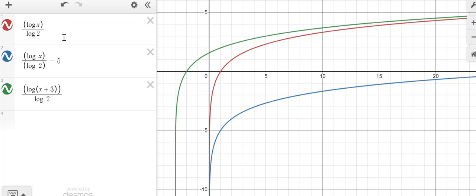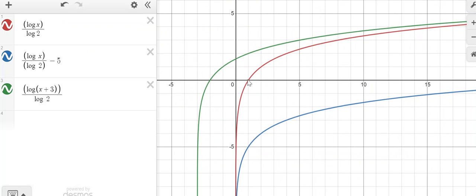The red one is our parent function, log base 2 of x, where we know 1, 0; 2, 1; 4, 2; 8, 3. What's happened is when we add 3 inside with x, it shifts to the left 3. When we subtracted 5 at the end with a constant, it shifted down 5. So this allows us to see that moving the function to the left with a horizontal transformation gave us the y-intercept, but that vertical transformation did not.